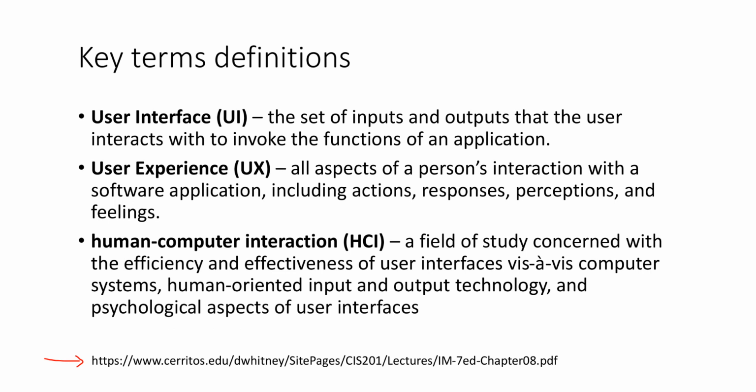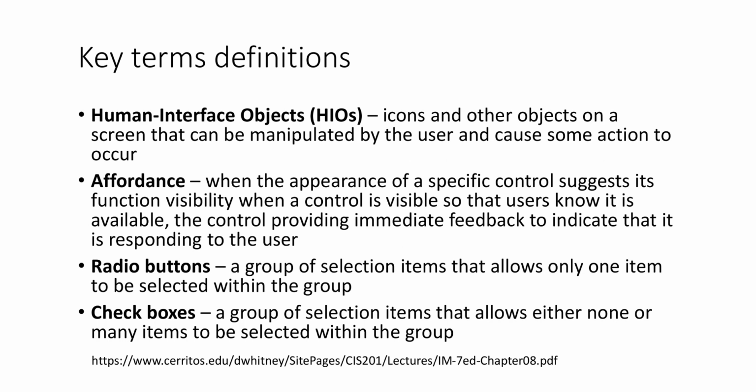The third thing is HIO, which stands for Human Interface Objects. These are the icons and other objects on a screen that can be manipulated by the user and cause some actions to occur. That means you actually see certain icons, and the icon tells you the story. If you insert a CD in your computer, you will see a CD icon coming up on your drive. At the same time you understand that the CD is mounted in your drive.